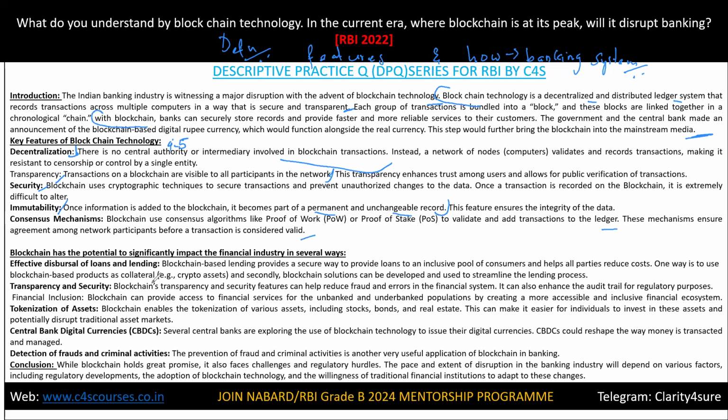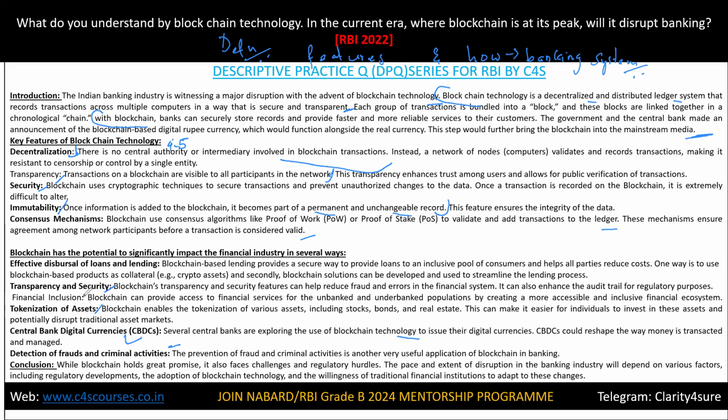Okay. Next, how blockchain can disrupt the financial industry or banking industry. You can give 5 points, students. An easy point you can start with is reduction of fraud and criminal activities. Next, CBDCs. Several central banks are exploring the use of blockchain technology to issue their digital currencies. CBDCs could reshape the way money is transacted and managed. Next, monetization of assets. Blockchain enables tokenization of various assets, including stocks, bonds, and real estate. This can make it easier for individuals to invest in these assets. Next, transparency and security.